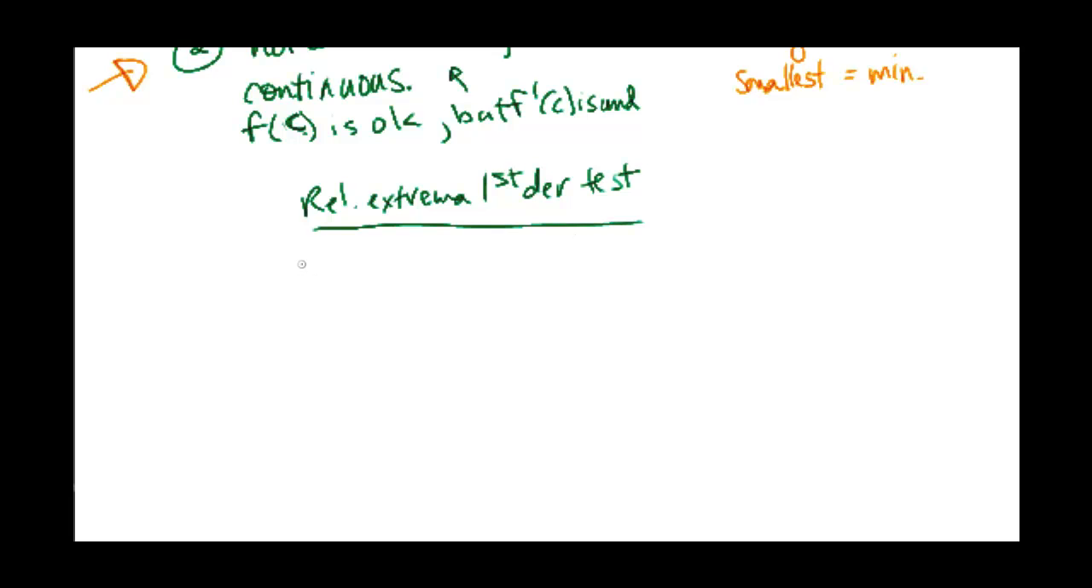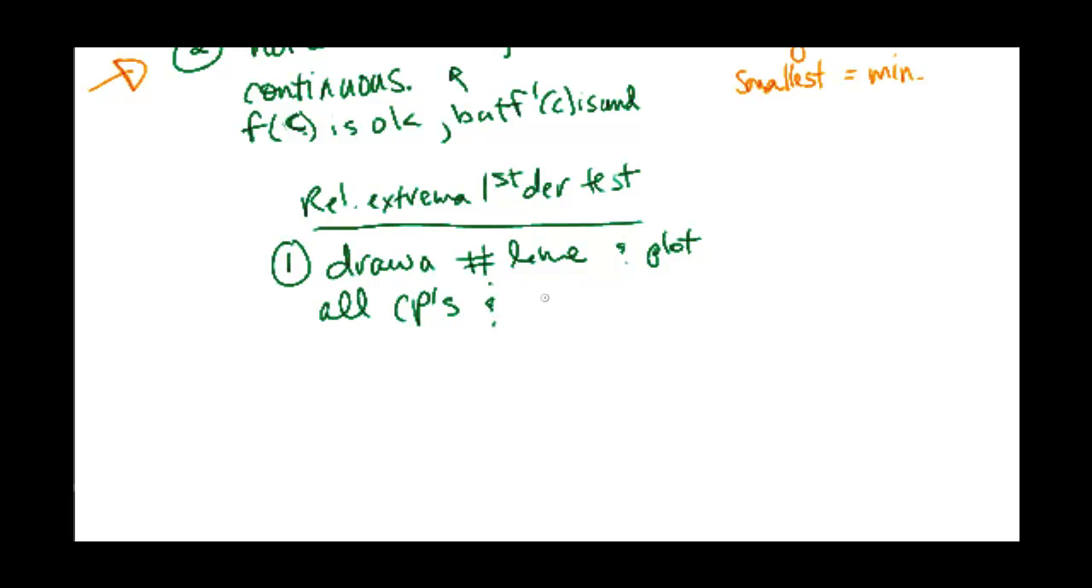Well, I prefer a number line. Some people use a table, but you're going to draw a number line and plot all CPs and vertical asymptotes. So you'll have something that looks like this, where some of them will be dots, and some of them might be dots, where another one might be an asymptote.